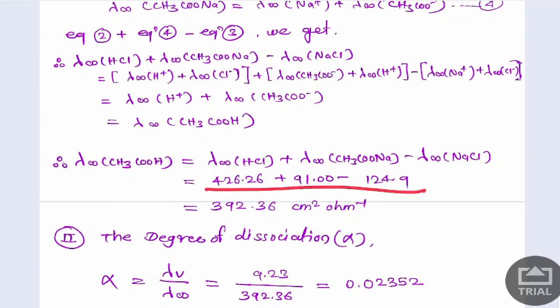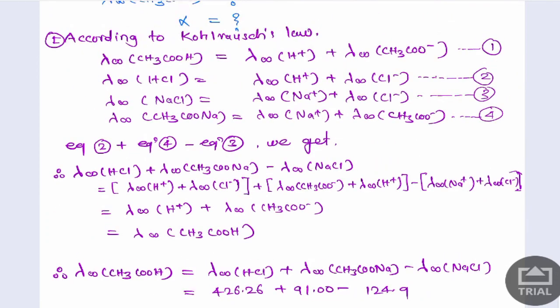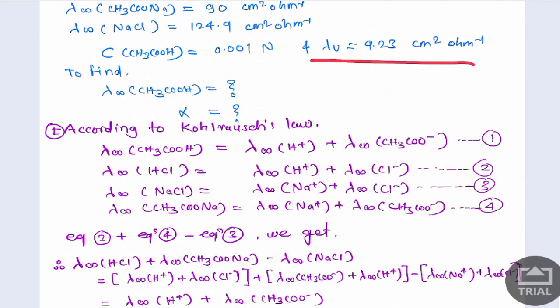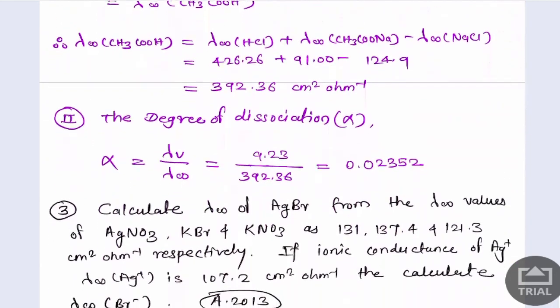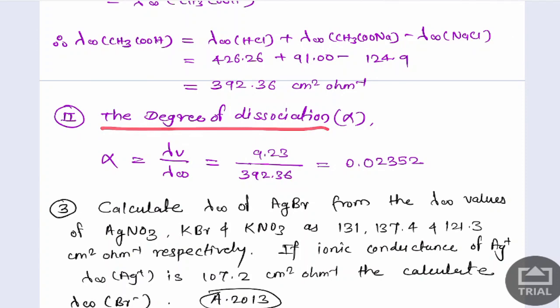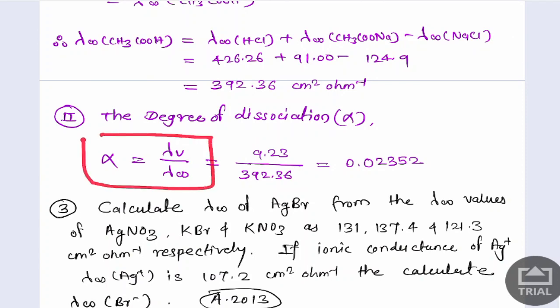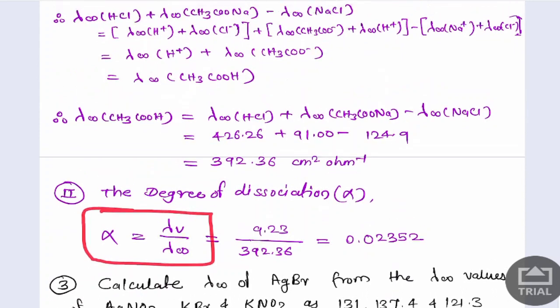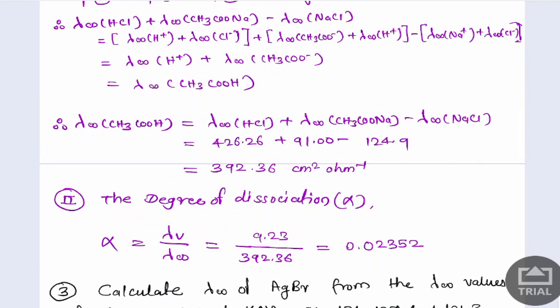Put these values and simplify, then we get the equivalent conductance at infinite dilution equal to 392.36 centimeter square per ohm. So this is the lambda infinity value. Lambda V value is given, so from that let us find the degree of dissociation. Degree of dissociation alpha is equal to lambda V upon lambda infinity, which is 9.23 upon 392.36, equal to 0.02352. So this is the value of alpha and this is the value of lambda infinity.